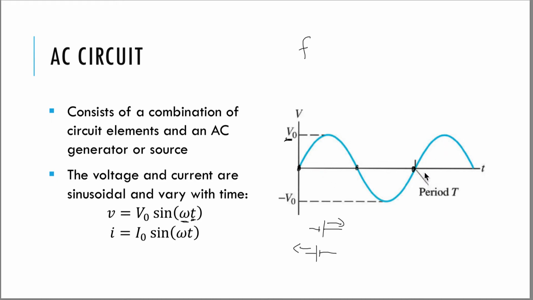So if this period here was 2 seconds, how many cycles are there per second? In 1 second, there would only be half of a cycle, so the frequency would be 1/2 hertz. And then the angular frequency is 2 pi f, so it would be 2 pi times 1/2, or pi radians per second. So when you use this equation, make sure that your calculator is in radian mode.